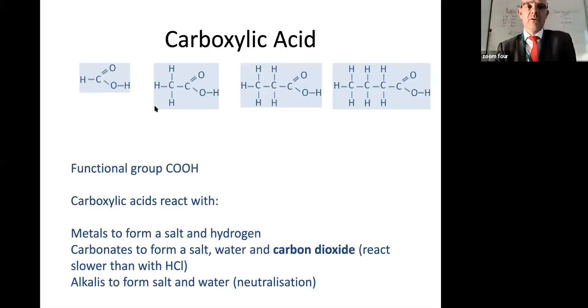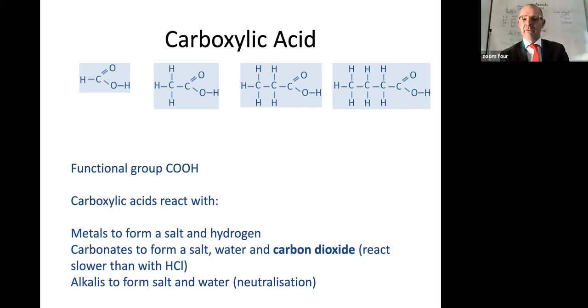That's methanoic acid. Oh, look, here we go. Methanoic, ethanoic, propanoic, butanoic acid. 1, 2, 3, 4, but it's still got the same group on the end, the functional group COOH. Make sure that you can draw them. Make sure that you can recognize the formula. And we've got some reactions down there. Again, that's a bit of a challenge for you.